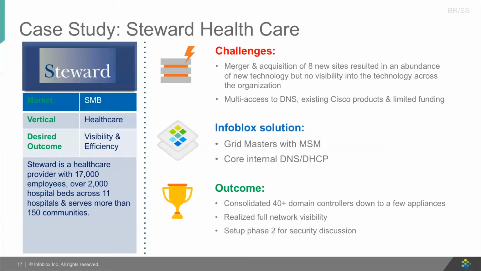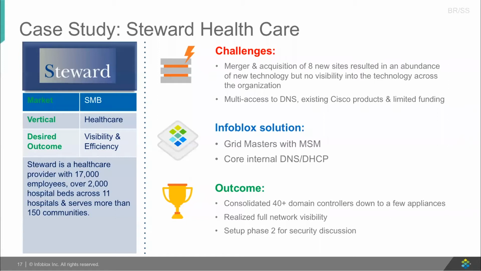Right. So a lot of their challenges revolved around mergers and acquisitions. So they actually had 8 new sites that they brought into the picture, with different technology and solutions. And imagine having eight different AD domains or different forests and having to manage all of the DNS infrastructure. And they also had some existing other platforms and didn't have a lot of funding either. So they had to figure out how they could get a handle on all of this infrastructure.